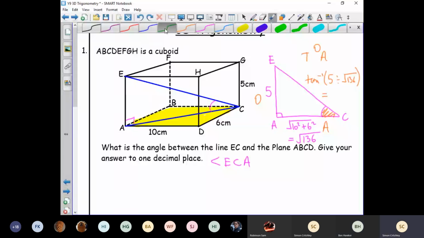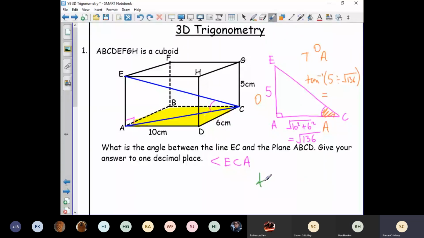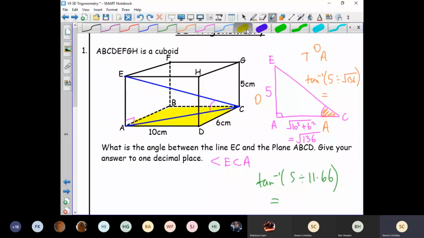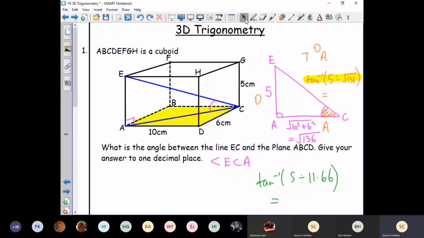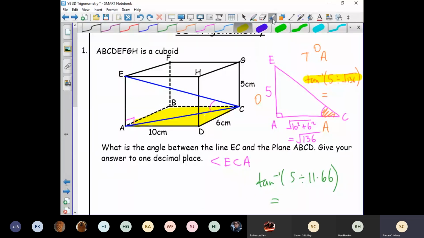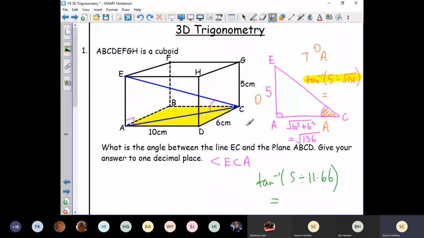Well, let's do both things. Type in, Lola, if you can keep your 11.66, and if you can type in for me tan to the minus 1 of 5 divided by 11.66, like that. If I could get some other people to type in tan to the minus 1 of 5 divided by the square root of 136, and we'll see how much of a difference there is between those two answers. Is it significant? Does it not really matter? Or is it actually, if we're asked to round this, quite significant in the two answers?